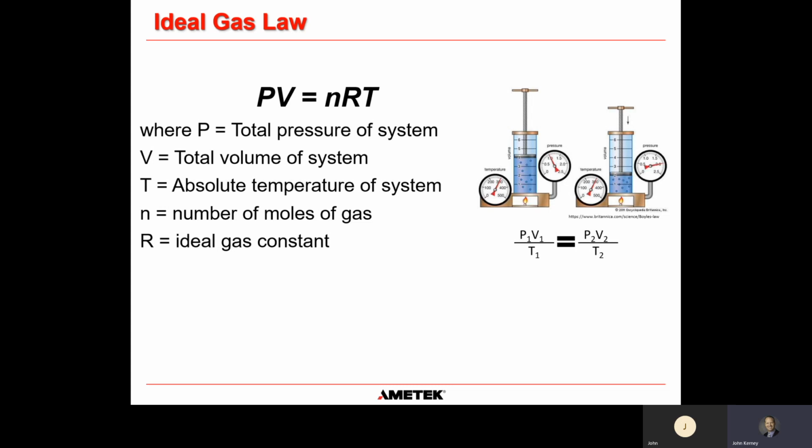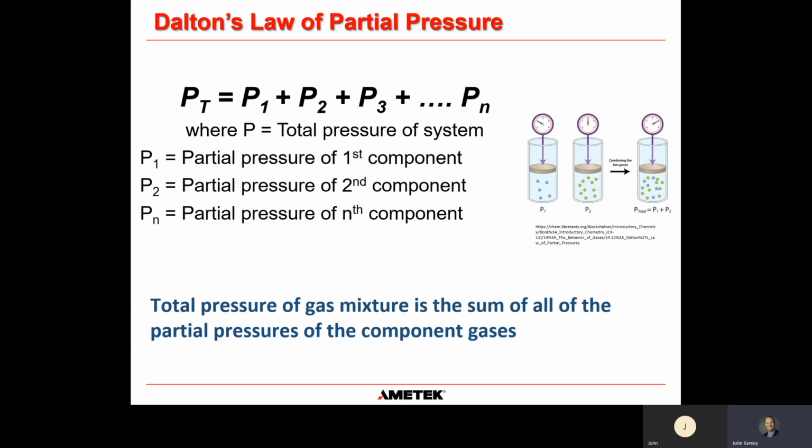I'm not going to talk about systems that have some variance to the ideal gas law, which would most notably be natural gas or high pressure carbon dioxide. So just know the assumption: everything that we're going to talk about from this point forward will be based on the ideal gas law.